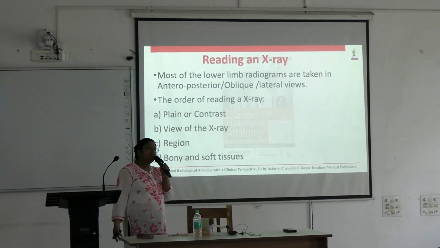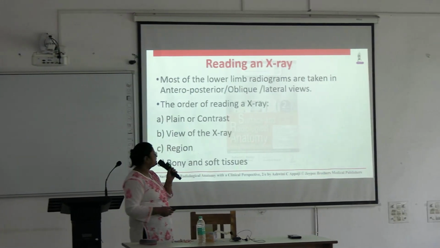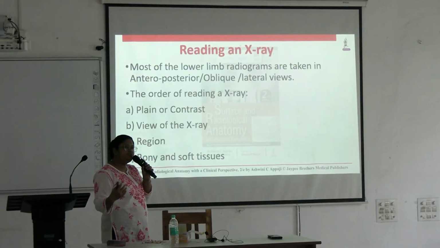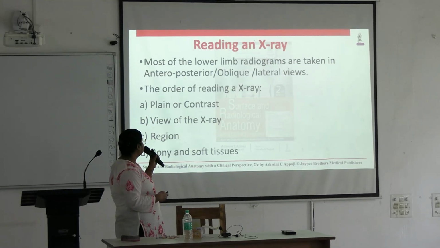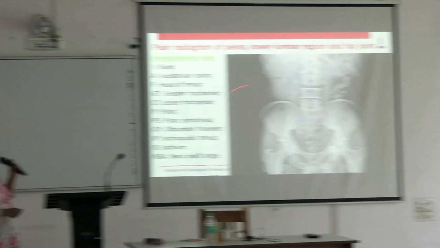Like hip joint or knee joint, ankle region, like this you have to describe. Next, it is representing which bony parts and which soft tissues. That also you have to mention. So first radiogram you can see here.